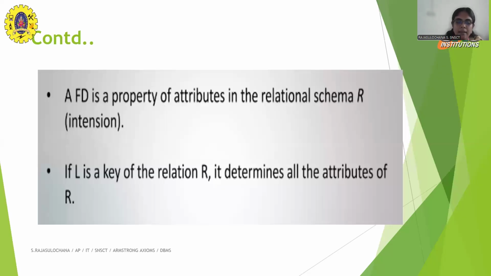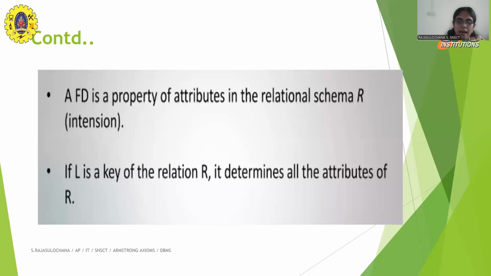On the other hand, consider one example like course code determines course name. Here course code is the determinant attribute and course name is the dependent attribute. Obviously, one particular course code will have only one course allocated to it. So course name is fully dependent on course code, or we can say course name is a subset of course code. So this is an example for trivial functional dependency.